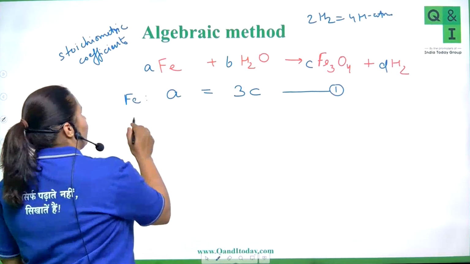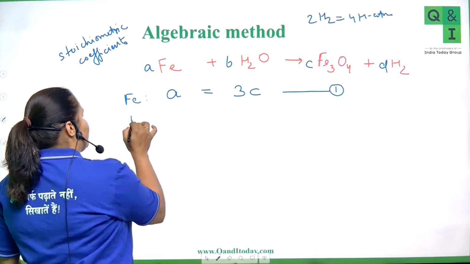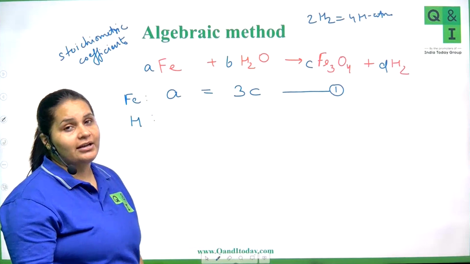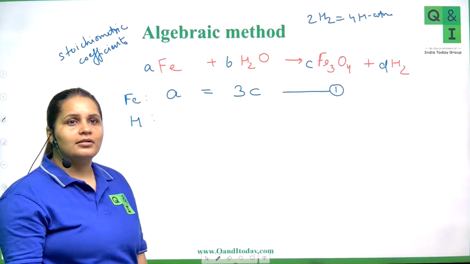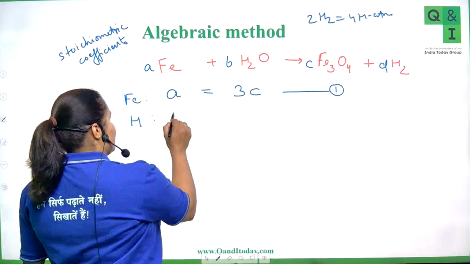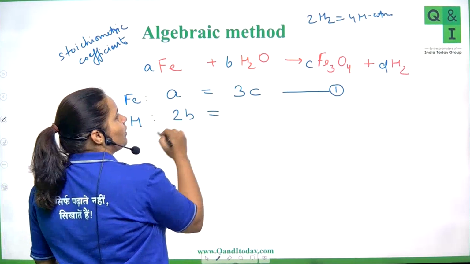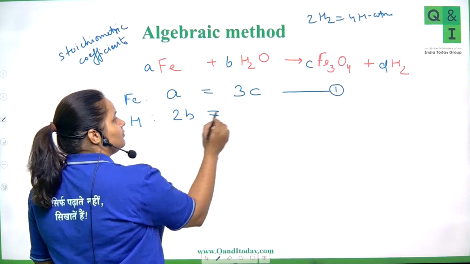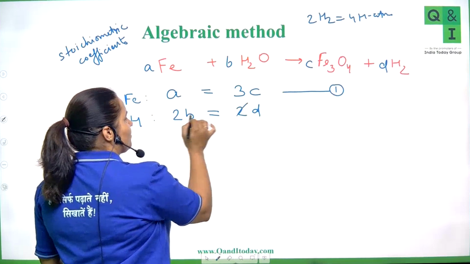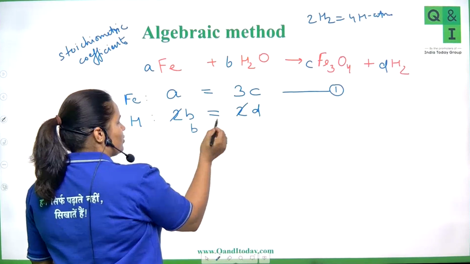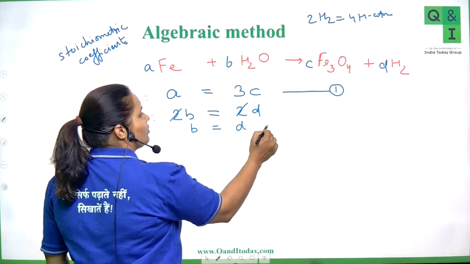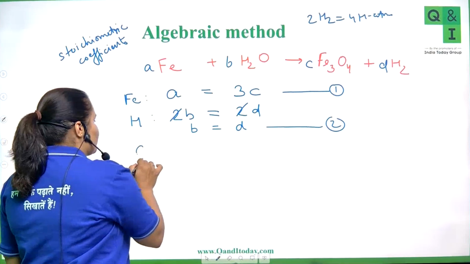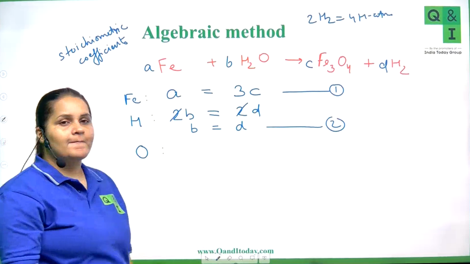Great. Okay, so now let's pick up another element, that is hydrogen. Can you tell me the number of hydrogen atoms on the left hand side? 2B is equal to 2D. So I can just cancel the 2 and it will become B is equal to D, and that's my second equation. Okay, now coming to the oxygen.